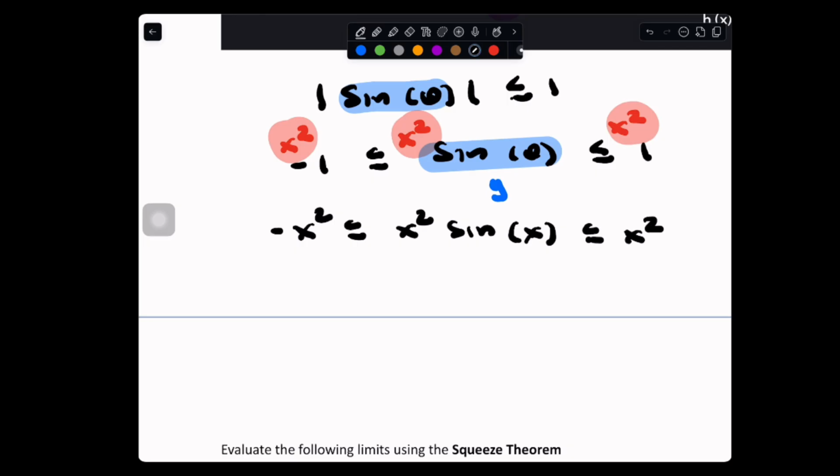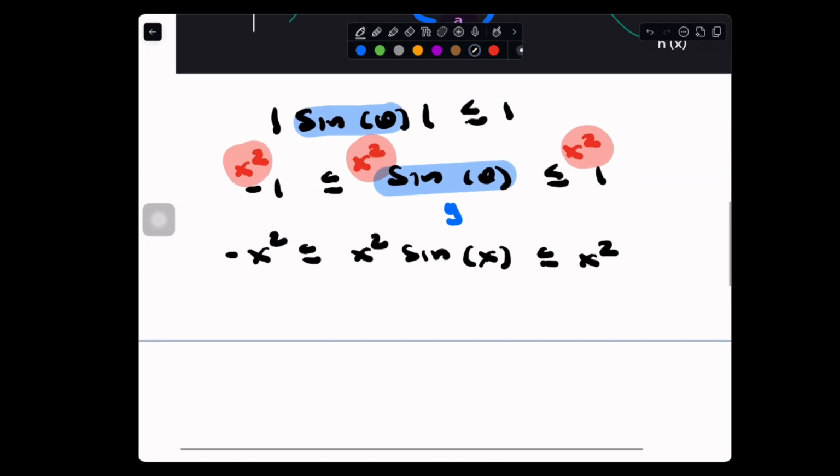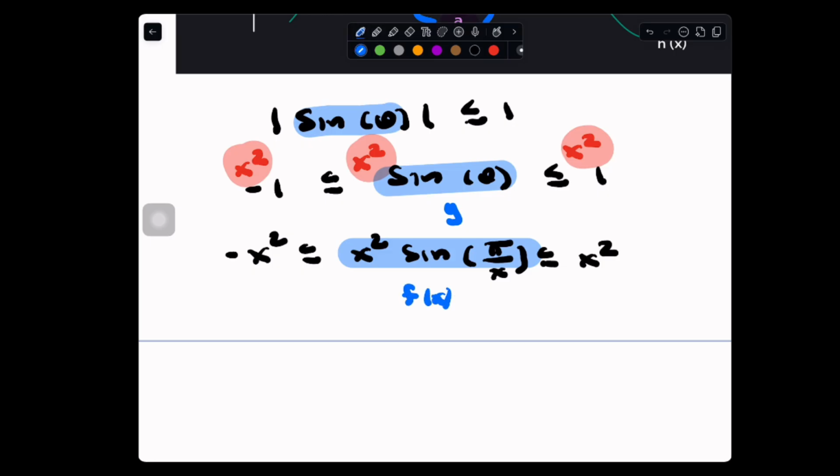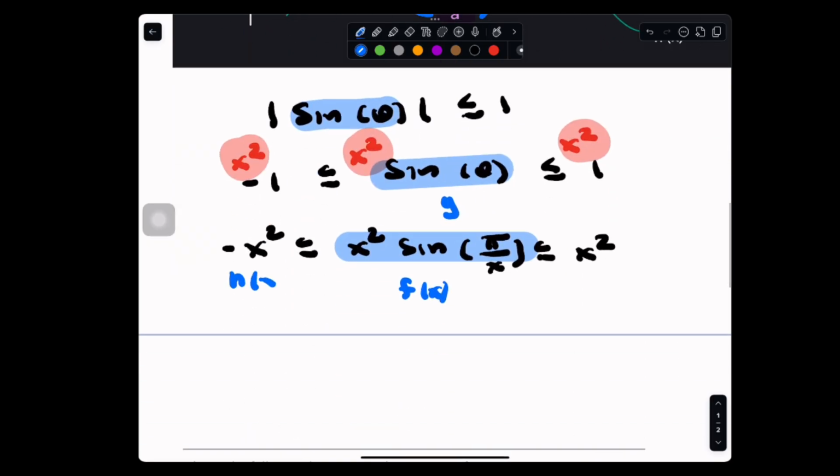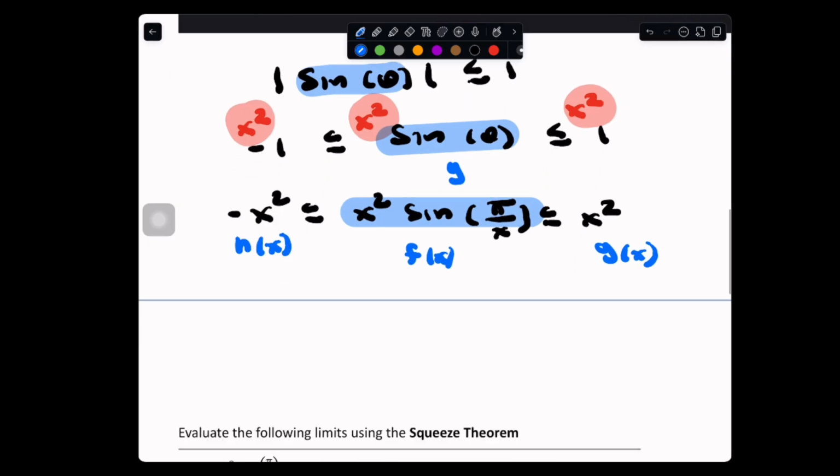What I want you guys to know, even in this example, pi over x, is that they ask you to use squeeze theorem here, and this is how you use it. Because this is the f right in here. This is that f function. This is what, g? No, h. This is your h function. And then this is the g function. So they want you to do this.